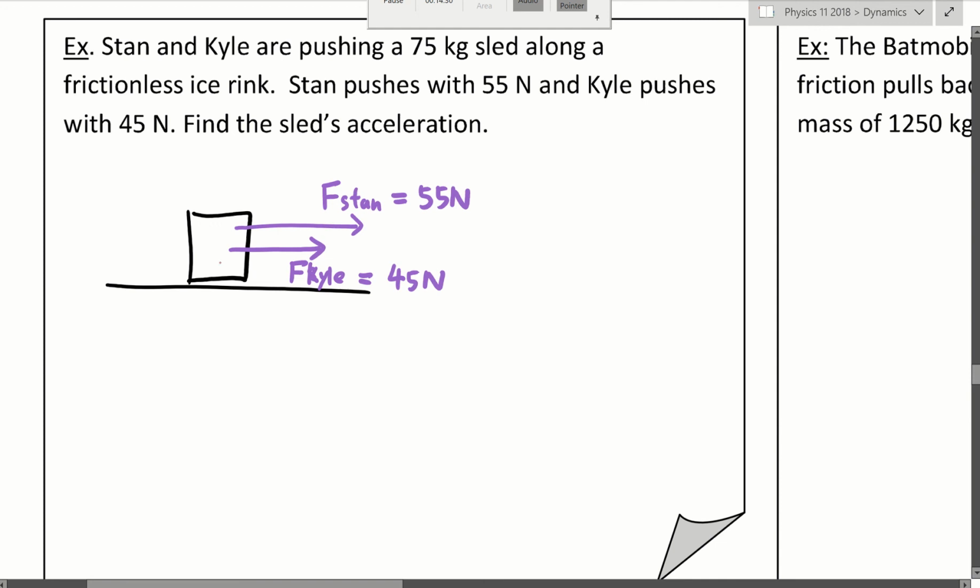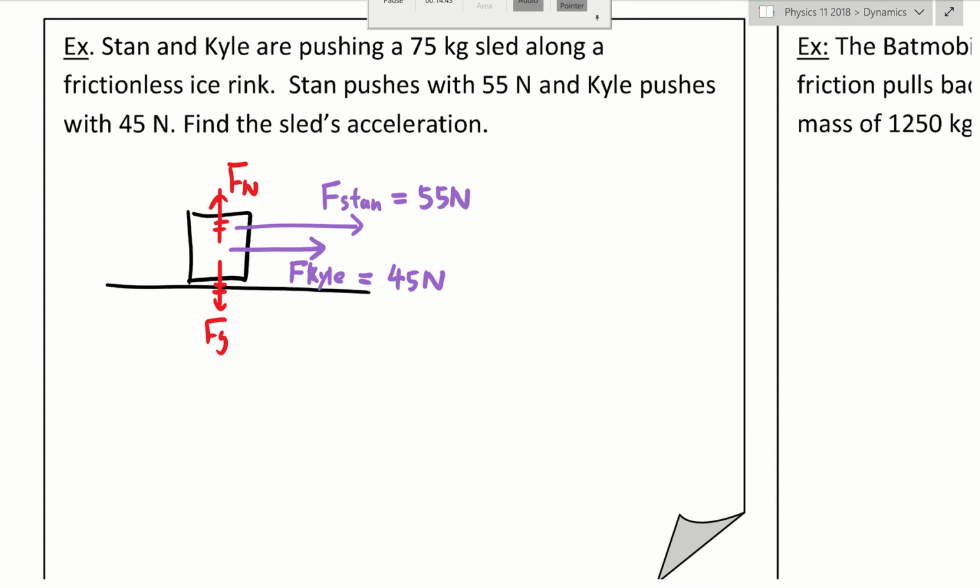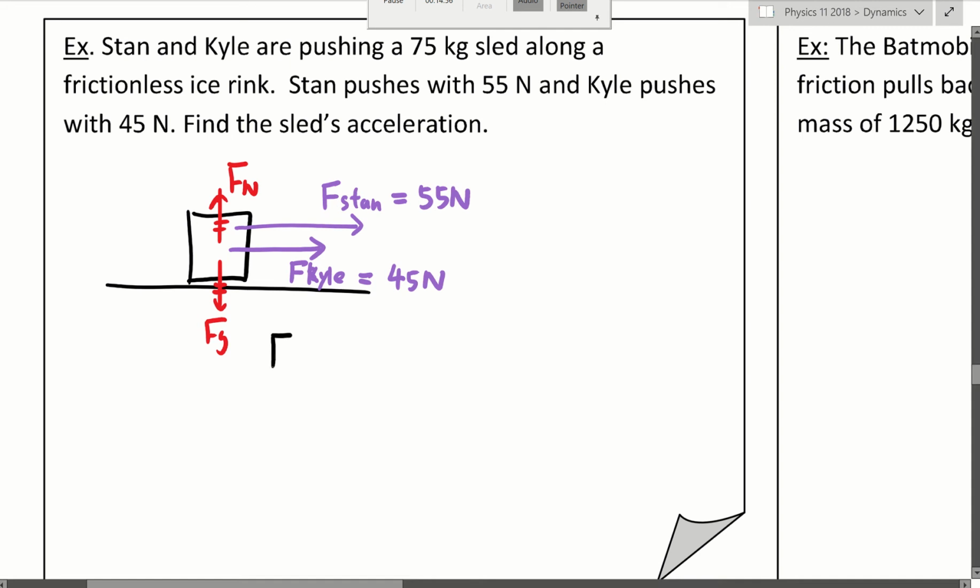And then what are we missing? Force of gravity, we always have it, and normal force, which is always the same and opposite. So you look at this picture, and Fn and Fg cancel out. Stan's force and Kyle's force are working together in the same direction. So in this particular case, F net is equal to the force of Stan plus the force from Kyle.